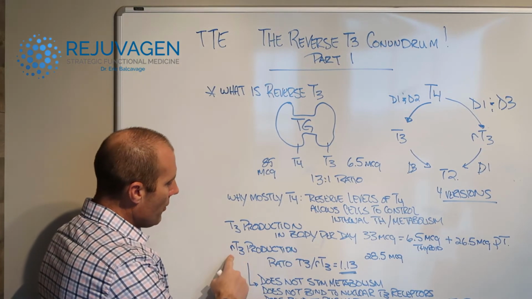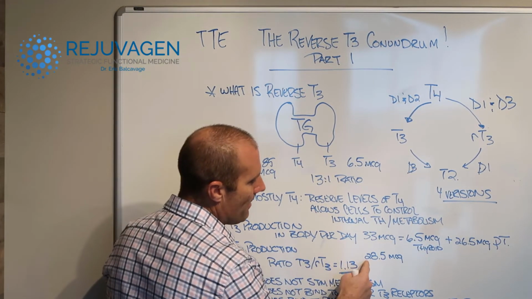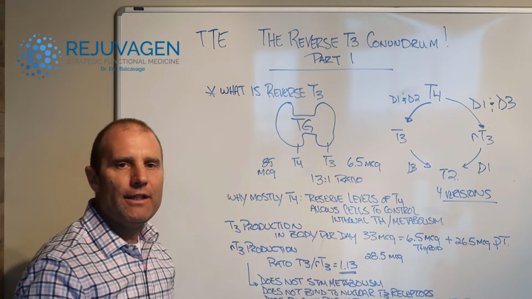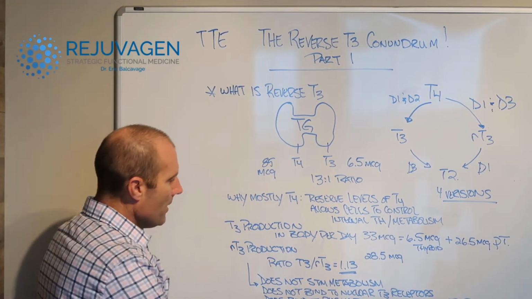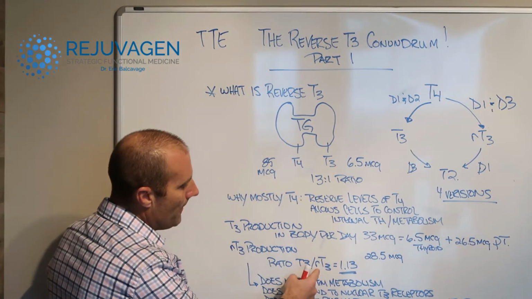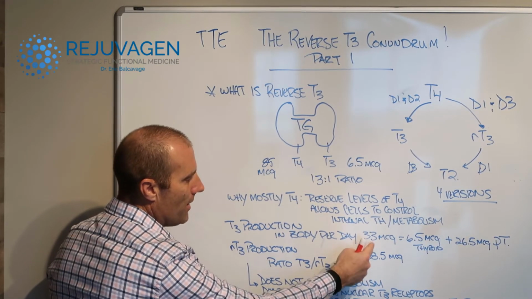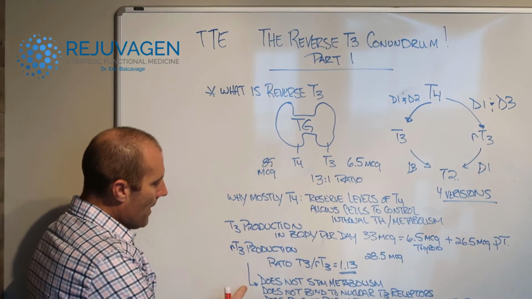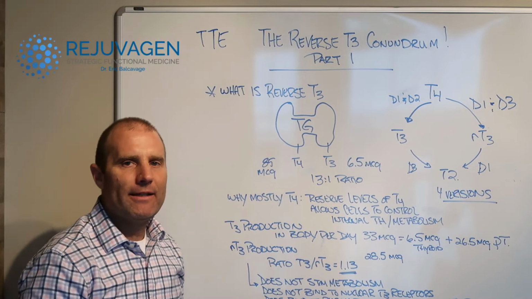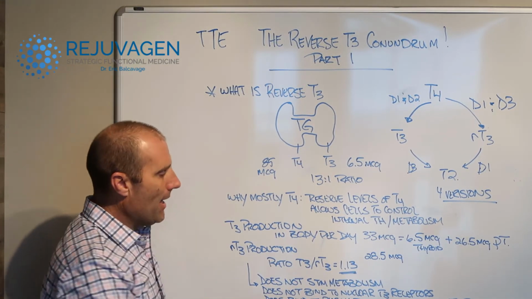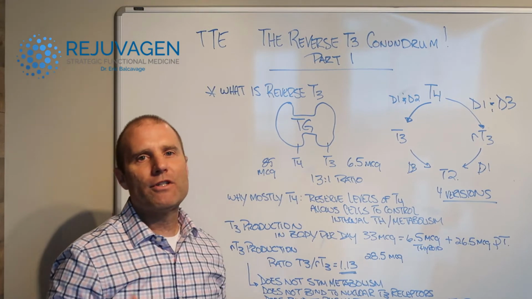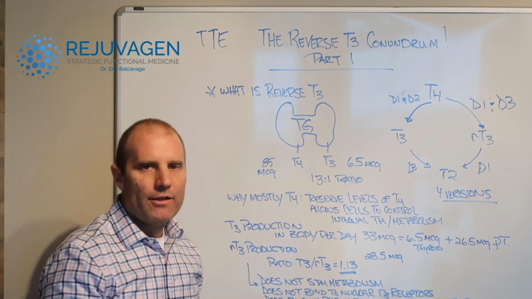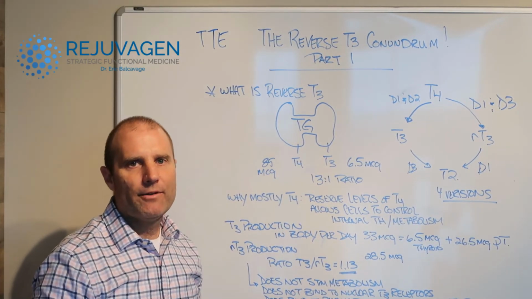Now, reverse T3 production in any given day is about 28.5 micrograms. It's pretty close to the amount of T3 that's produced in the body. The ratio between T3 and reverse T3, when you look at what's made, T3 made versus reverse T3, it's about 1.13. Important things about reverse T3: it does not stimulate metabolism, okay? It does not bind to nuclear T3 receptors. I have scoured the literature and the research. I have not seen anywhere that reverse T3 binds to T3 receptors in the nucleus, okay?